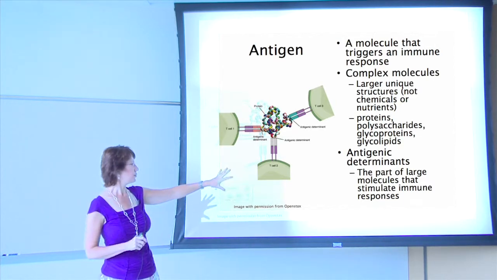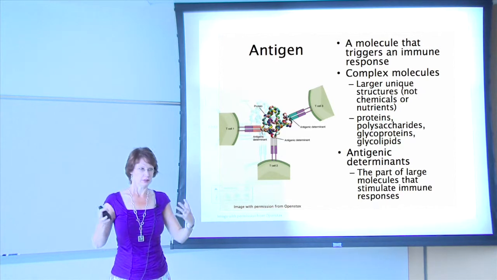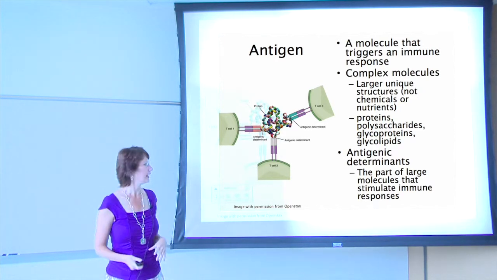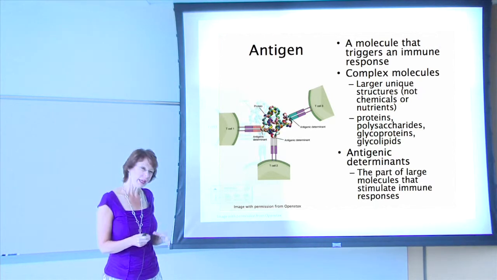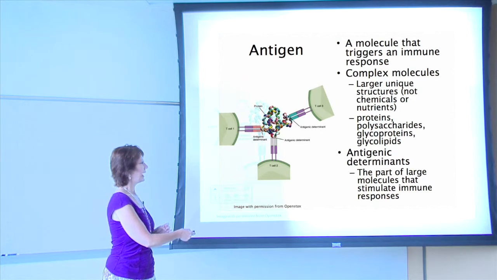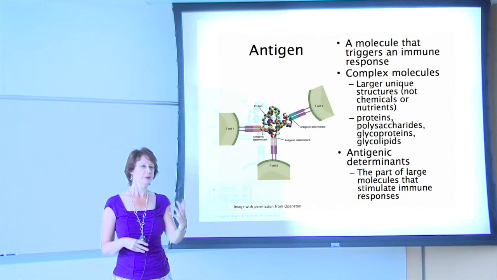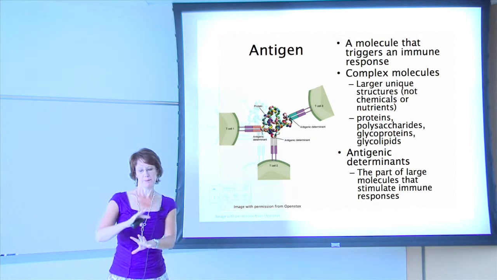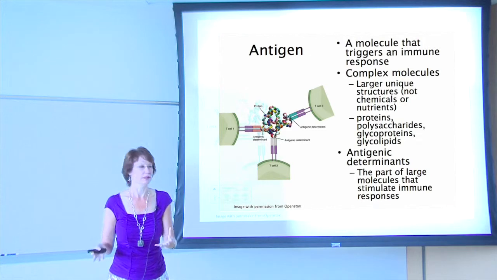Sometimes even small molecules that are not in themselves big enough to be antigens can actually bind to proteins and become antigenic. Those are called haptens. So a hapten is something that's too small, not complex enough to become an antigen itself, but when it binds to something else, it gets big enough to create an antigen.